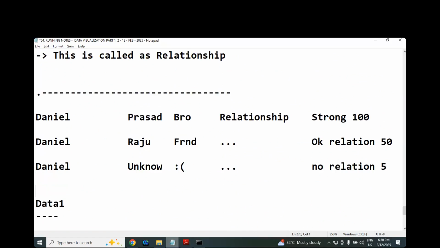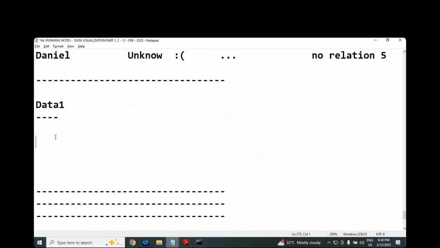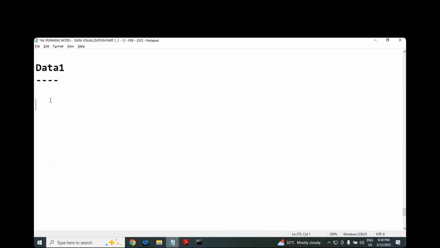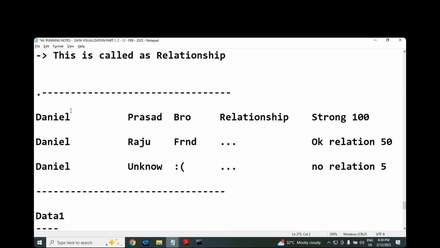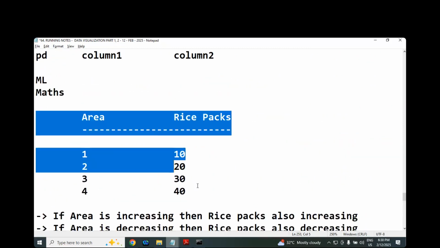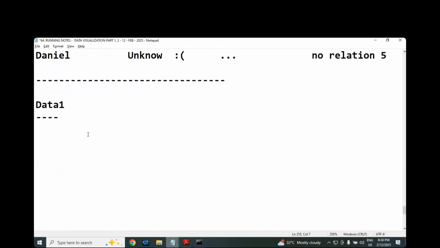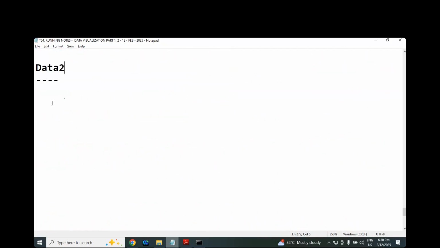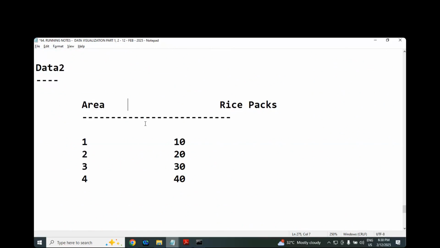Here also, sorry. Column number 1, experience. Let me show you what is not a relationship. What is a relationship? What is not a relationship? I will tell you. Data number 2. This one is the area. This one is rice packets. Third column also came in between. The third column name is a farmer name actually.